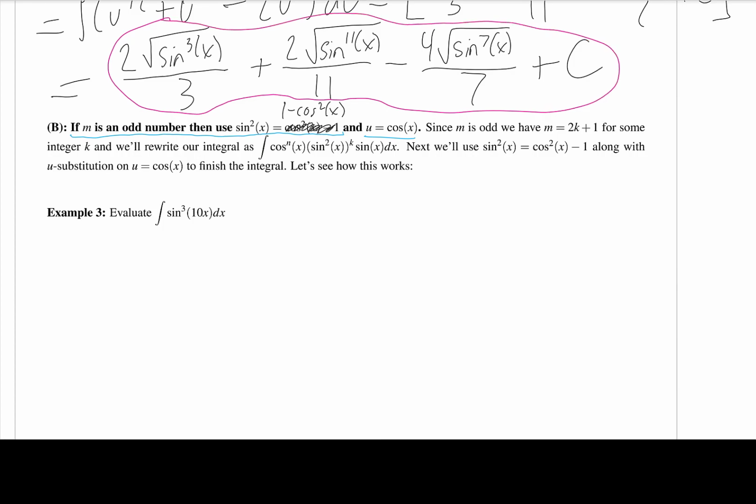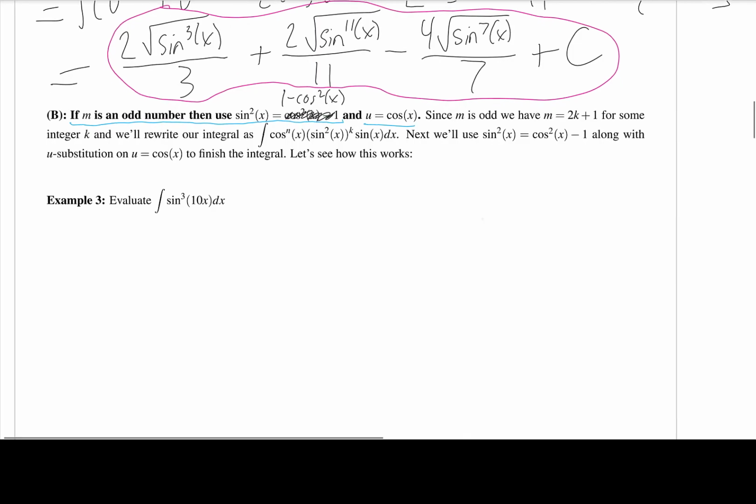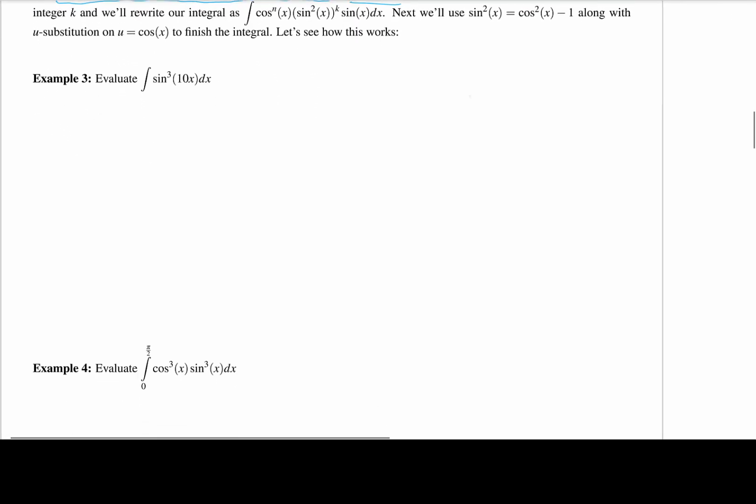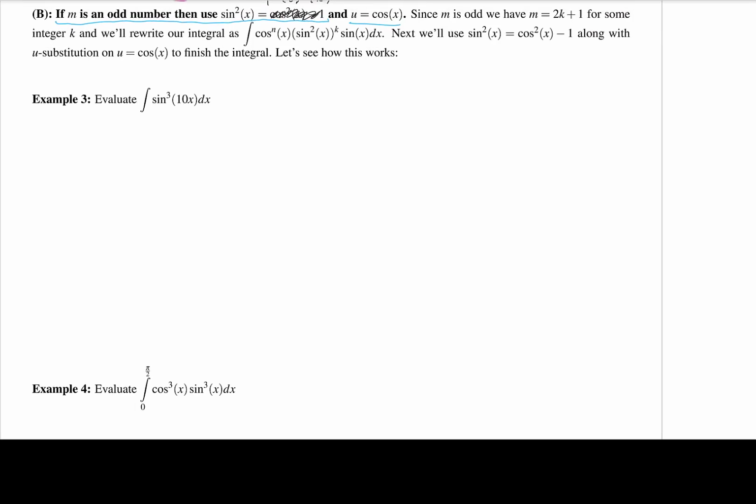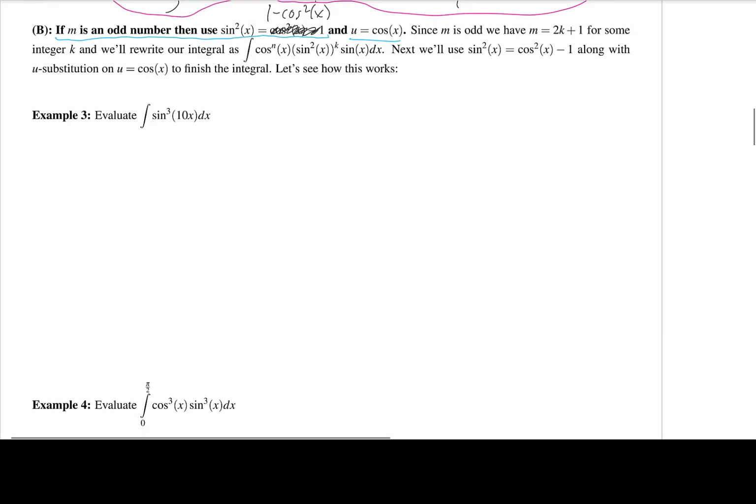Okay. So if m has an odd power, then we're going to do basically the same thing we were doing to cosine, except we're going to apply it to sine. Which means we're going to break sine down. We're going to use the trig sub sine squared equals 1 minus cosine squared. And then we'll use u equals cosine of x instead of u equals sine of x.